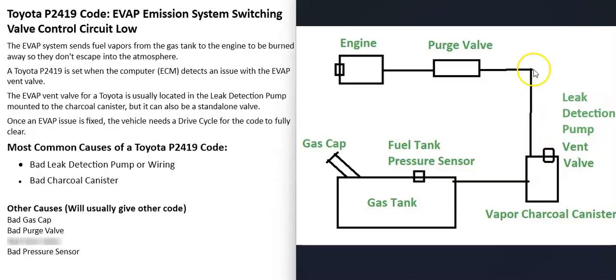The gas vapors are going to leave the charcoal canister and go up to the engine compartment to what's called a purge valve. And the purge valve is going to stay closed so that the gas vapors don't escape. But then at some point when the vehicle's running, the computer is going to send a signal to the purge valve to open up, and the gas vapors are going to go into the engine to be burnt away. And with this P2419 code, the computer is seeing a problem with this vent valve.